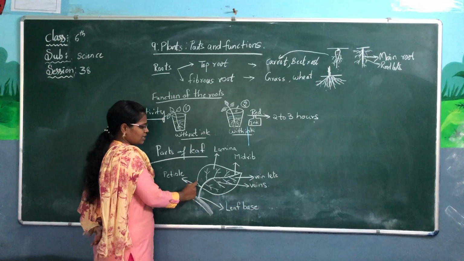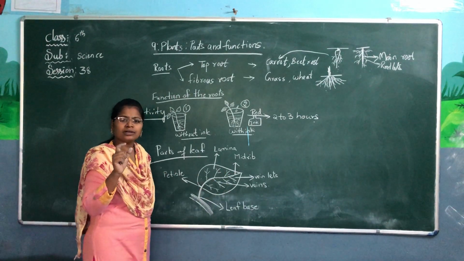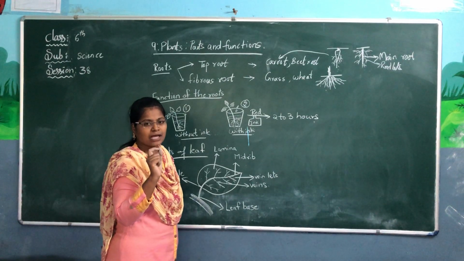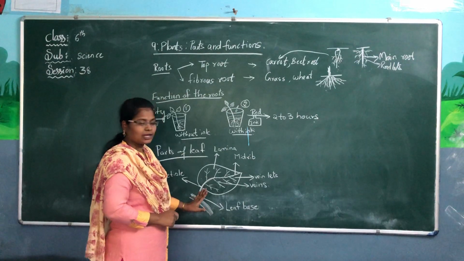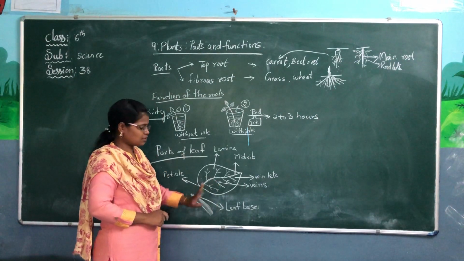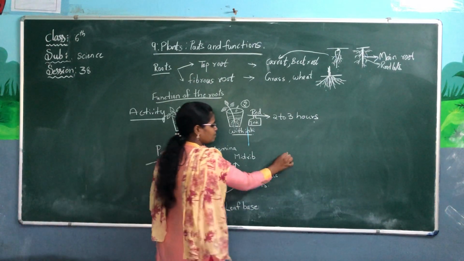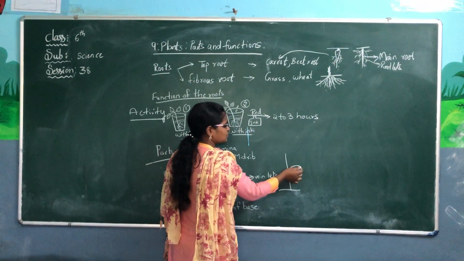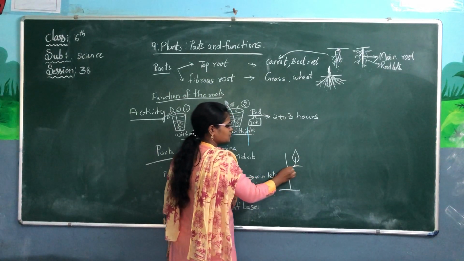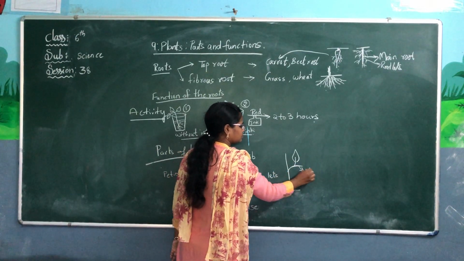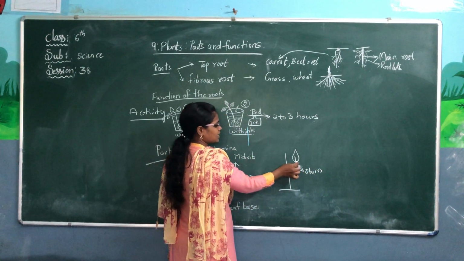First, this is the leaf structure. In your textbook, a hibiscus leaf is given. Here also I have drawn the same leaf. See, this is the plant, you think. This is the stem. From here you will get the leaf. From the stem, the leaf is arising.